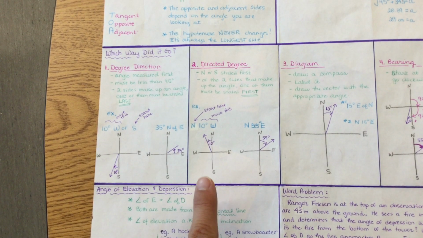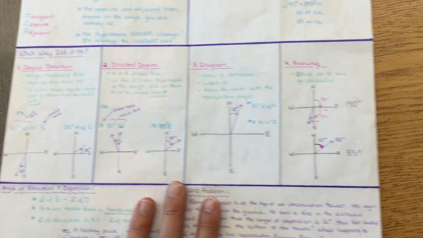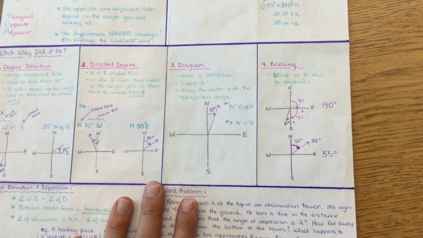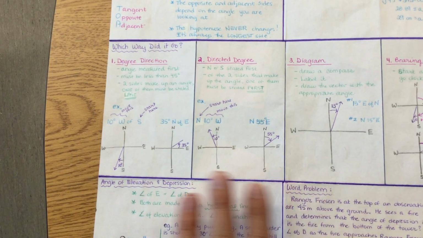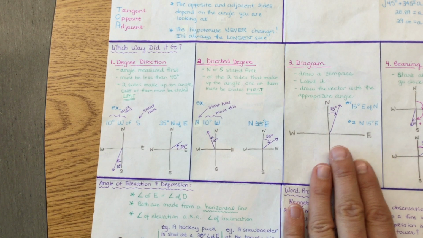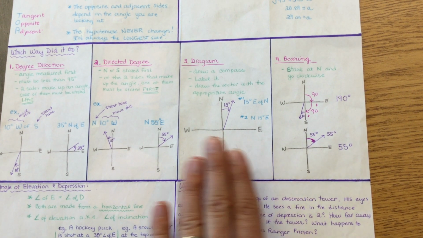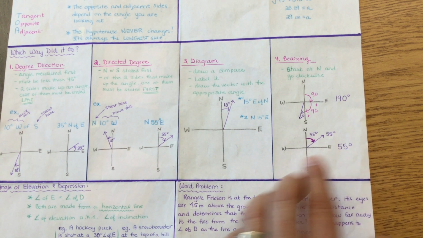Once you have these 2 down, then I would erase the board, and then I would start with these ones, okay? Or you could write these 2 down and then just erase this one and put number 3 in, and then when you're done with diagram, erase this one and put bearing in.